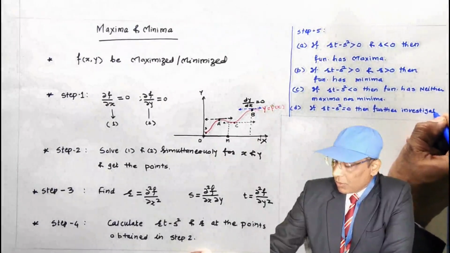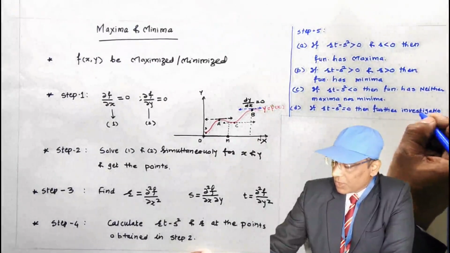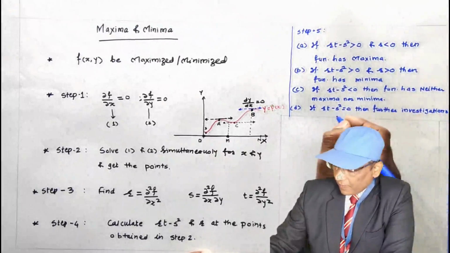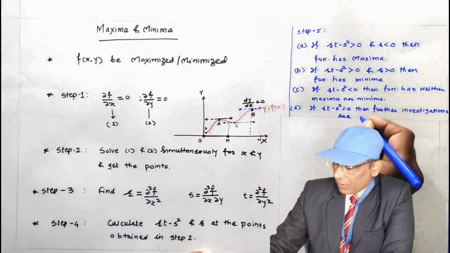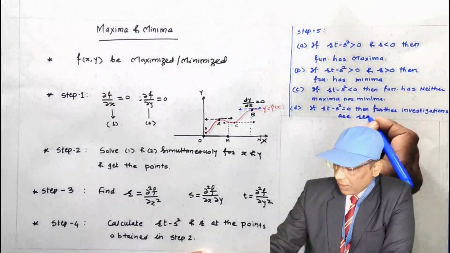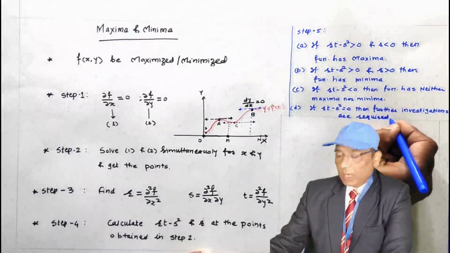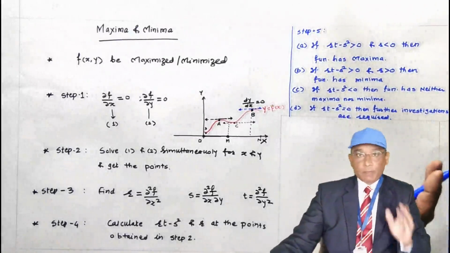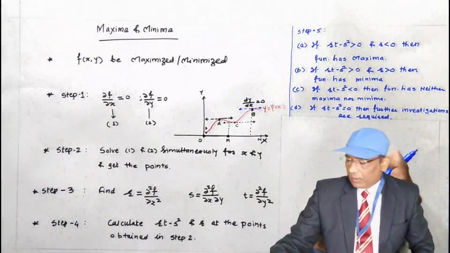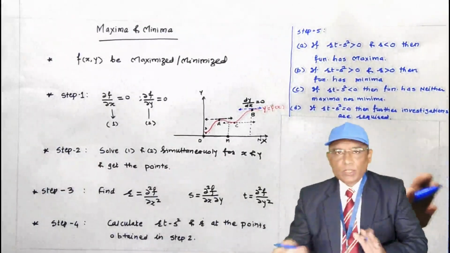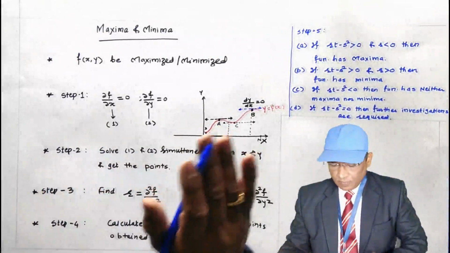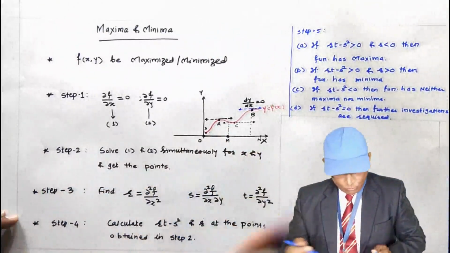Because this is out of scope of the syllabus, further investigations are required. You can directly state that if rt minus s square equals 0 at a particular point, then further investigations are required. You can directly state this and move forward.